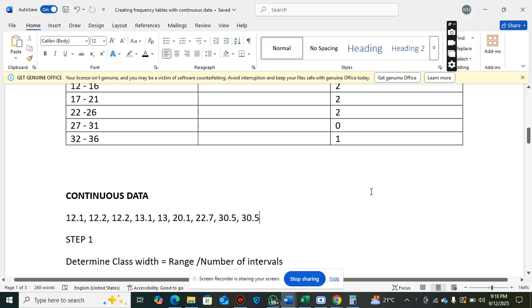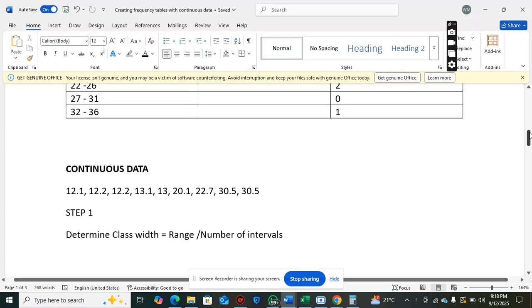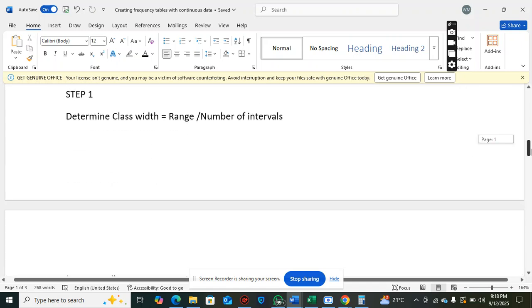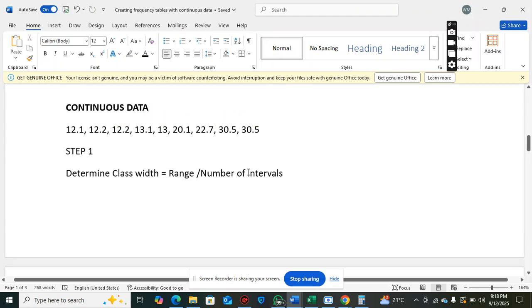Okay, so the first thing we need to determine is the class width. Remember, the class width is the range divided by the number of intervals. Remember, the range is just the highest number subtracted by the lowest number. So here the highest number is 30.5 and the lowest number is 12.1. Then you divide by the number of class intervals. As I said, the number of class intervals is up to you.